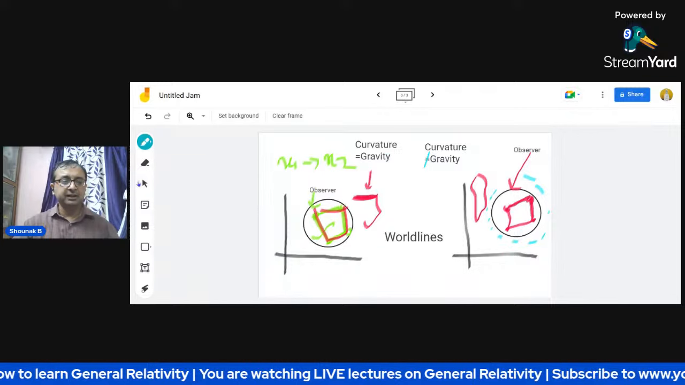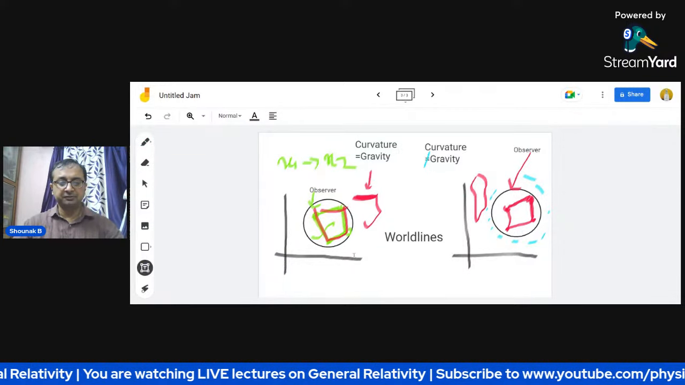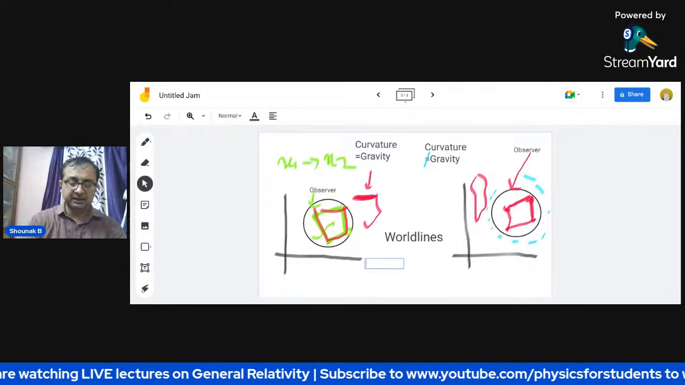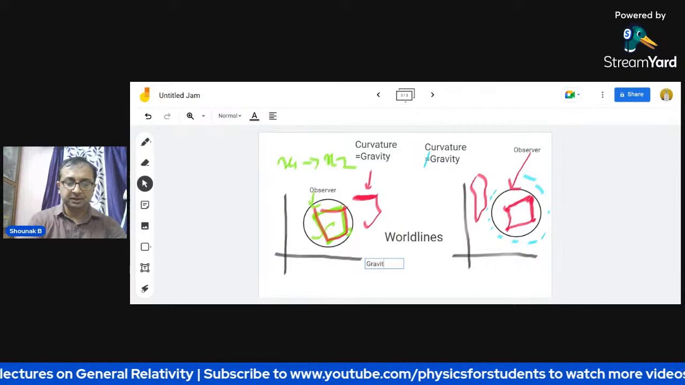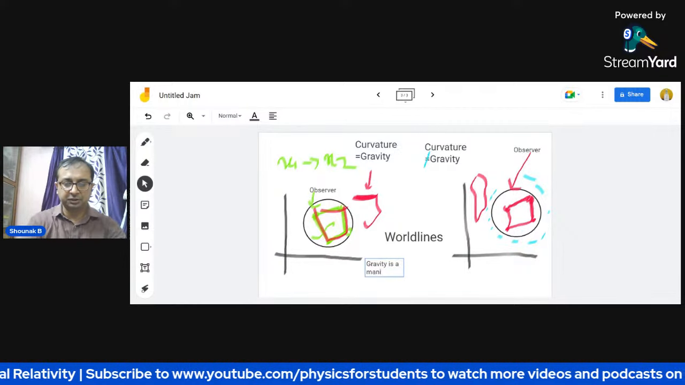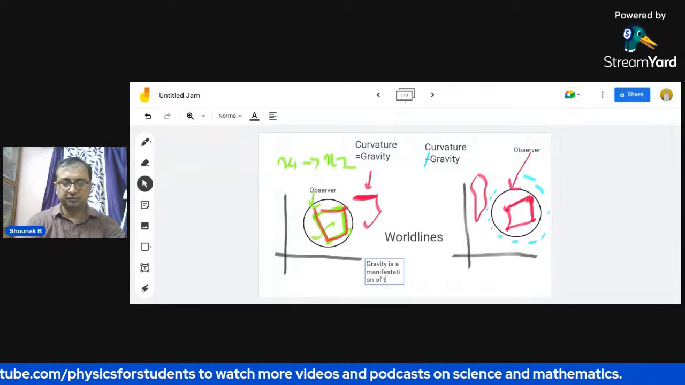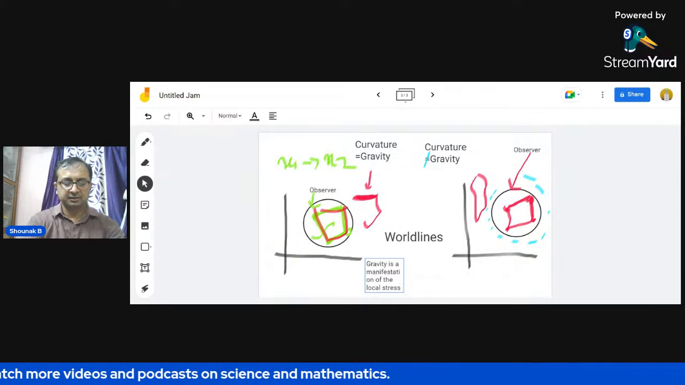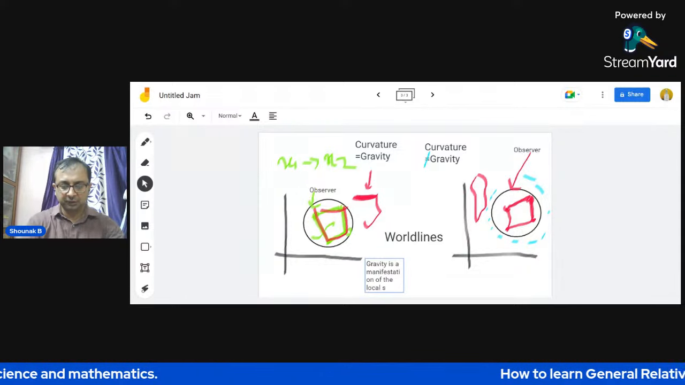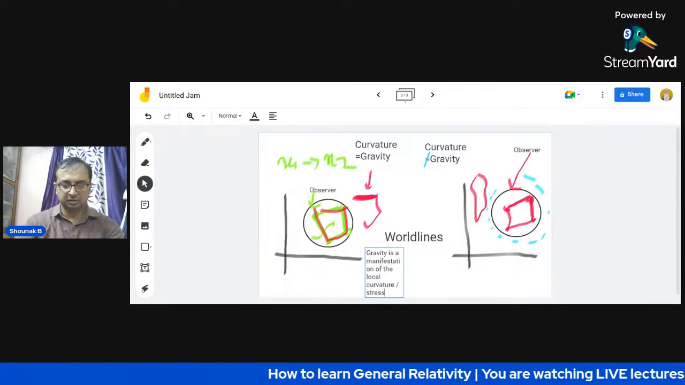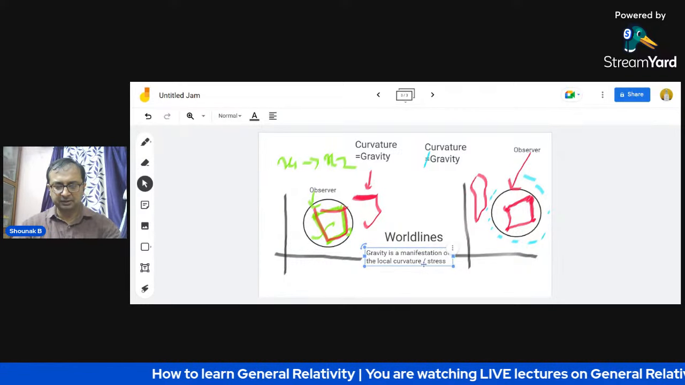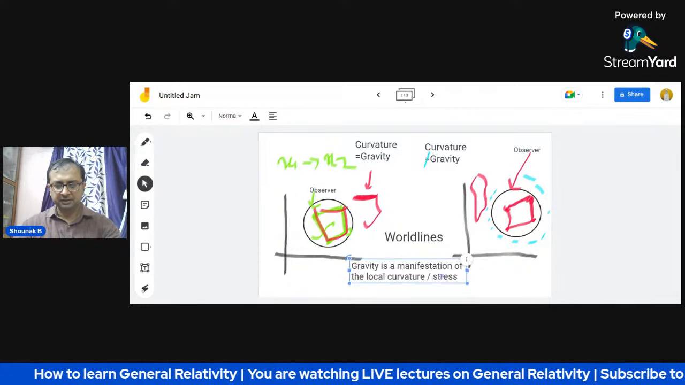And that is why, remember this very famous statement, gravity is a manifestation of the local, I would say, curvature or stress that is caused. Let me expand it a little bit more. Here it is.